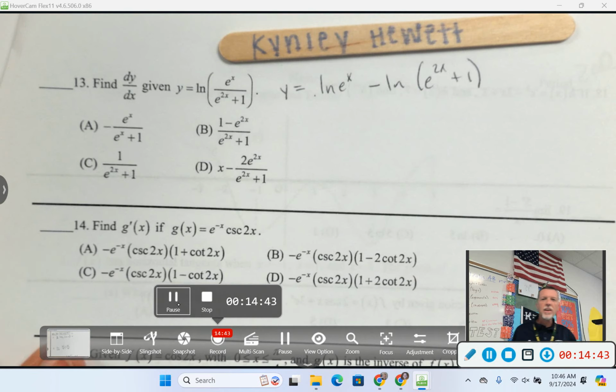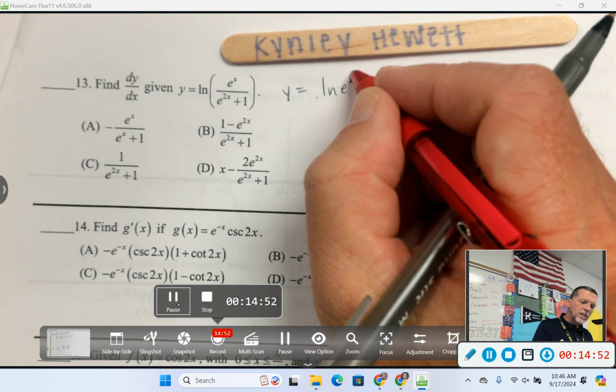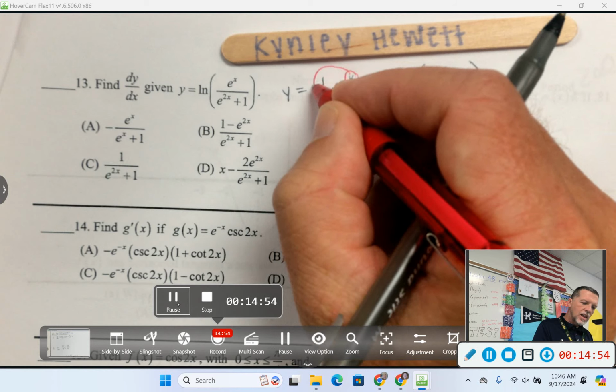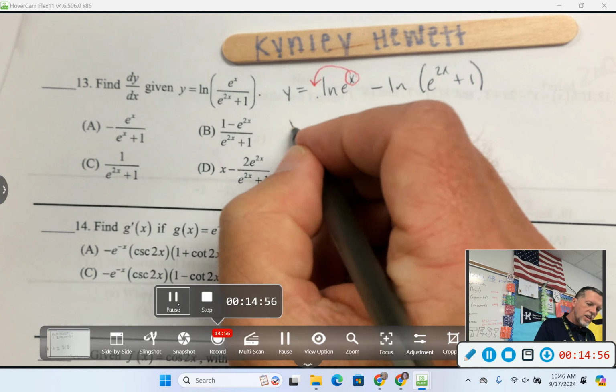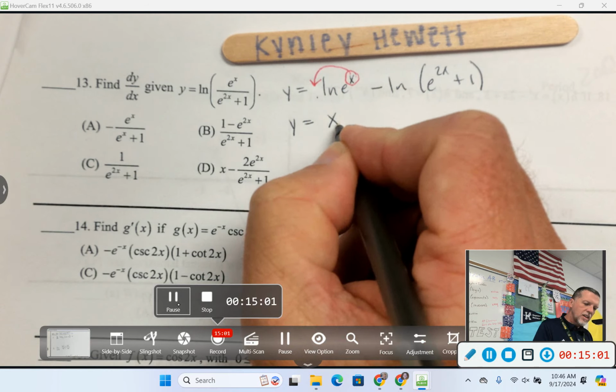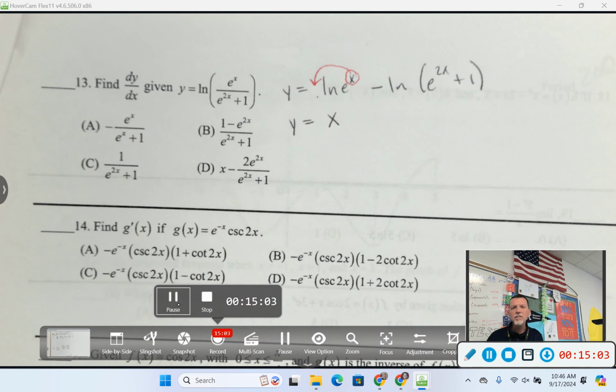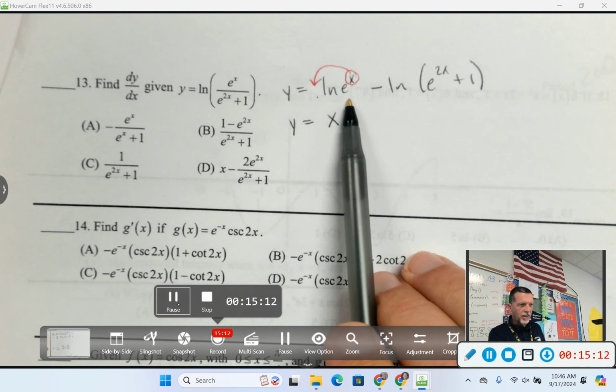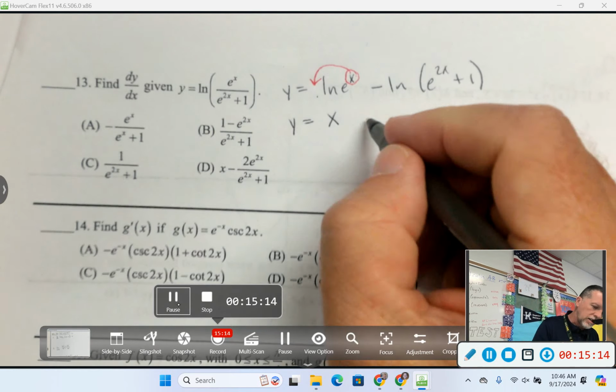Get you talking some. Kinley, what's the natural log of e to the x? 1. The natural log of e is 1. e to the x. So I can move the x down front, and then the natural log of e is 1, so it's just x. Another way to say that is natural log and e are inverses. They undo each other. So the natural log of e to the x is just back to x.